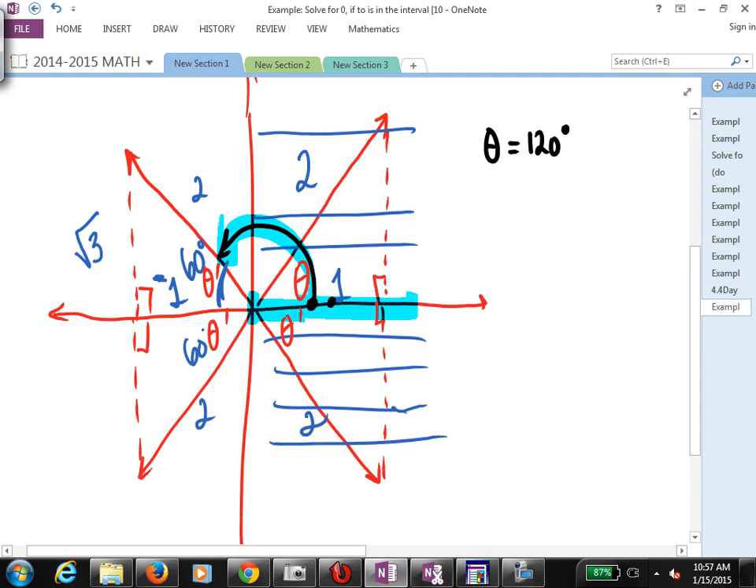What about the other one? If I start here and rotate until I get to this one over here. When I stopped here, how many degrees was this? This horizontal is 180. And how many degrees did I go down? 60. So what's 180 plus 60? 240. Use your calculator if you need. So 240 degrees here.